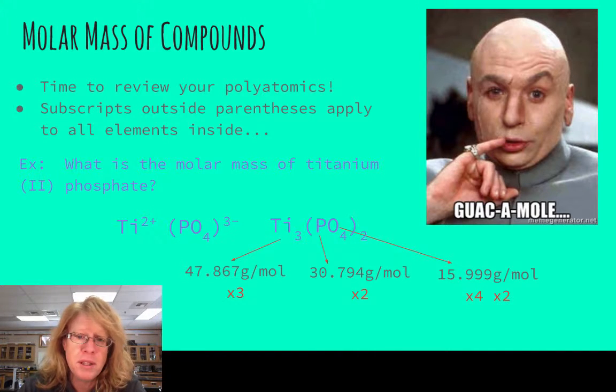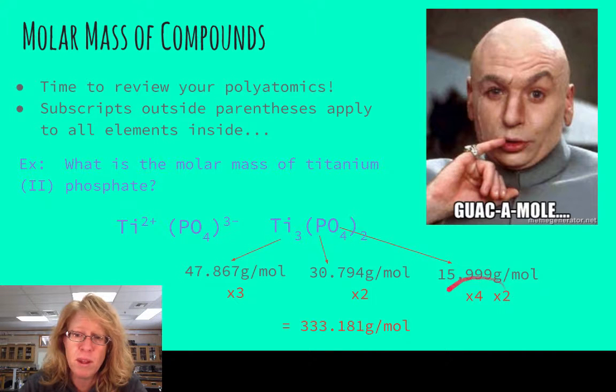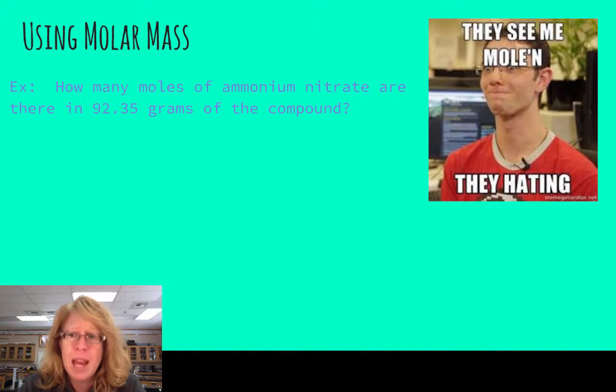By the time you enter all this craziness into your calculator, you should get the answer of 333.181. Again, double check that you're entering it correctly. If you did not get the same answer, try again. It's probably a subscript issue, dealing with the parentheses or how you're entering your multiplication on your calculator. Okay. How do we use this?